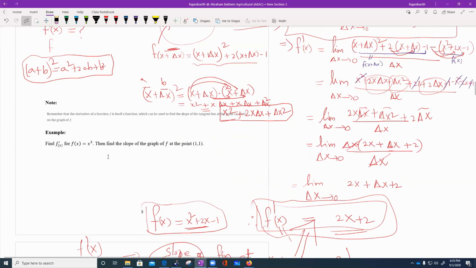Now this is a very good exercise for you guys to practice. You are given the function x cubed. Use the limit definition like we just did and find f prime of x. So you could practice these kinds of problems. Anyway, I'm going to upload the answers for all the class notes maybe later this week. But before that, I just want you to try to get the answer.